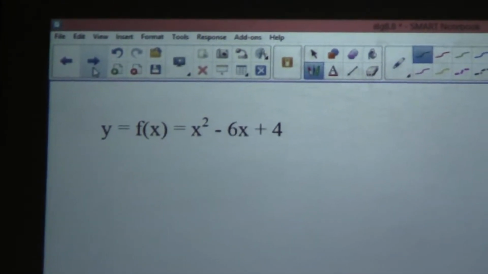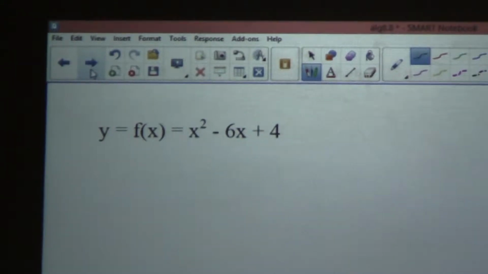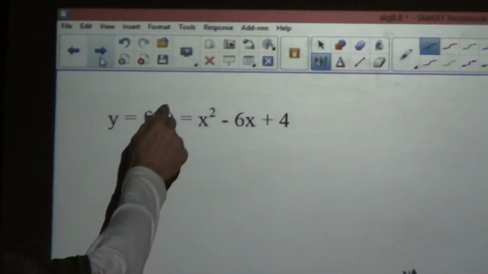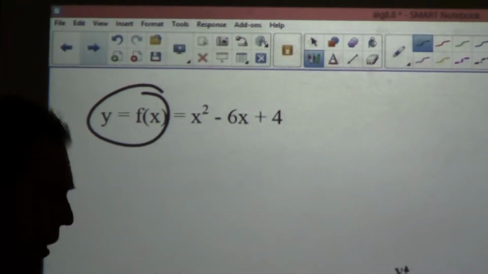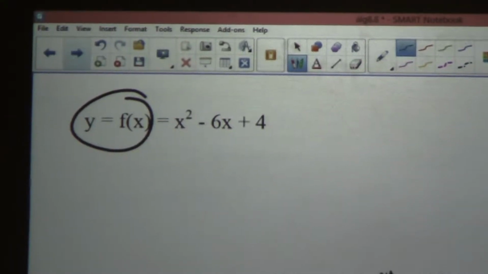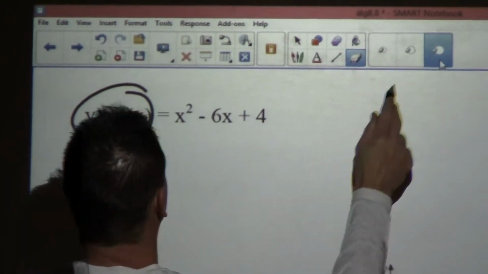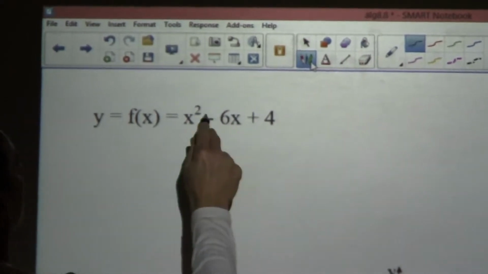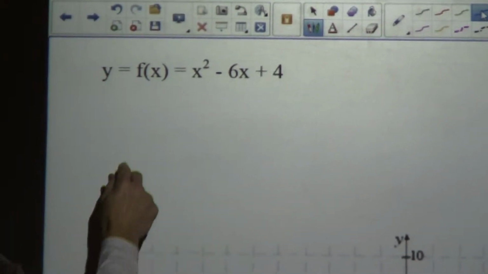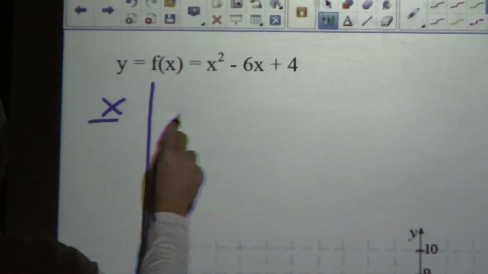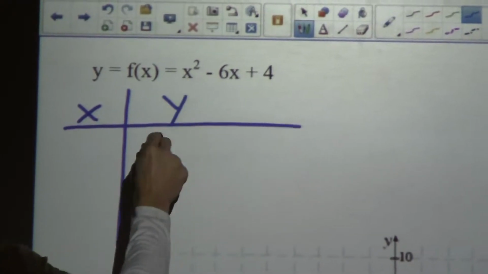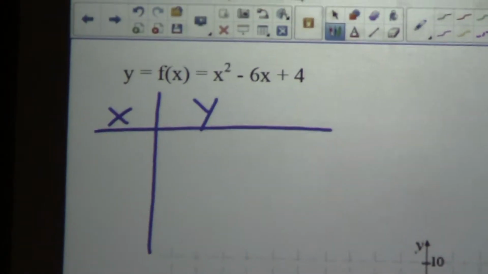Another example on graphing a quadratic function. All right? So we have y equals, or the function of x is equal to x squared minus 6x plus 4. Okay? The first thing I want to do here is, how about we make that xy table? All right, where I have my x value and then my function value here. I'm going to call that y.